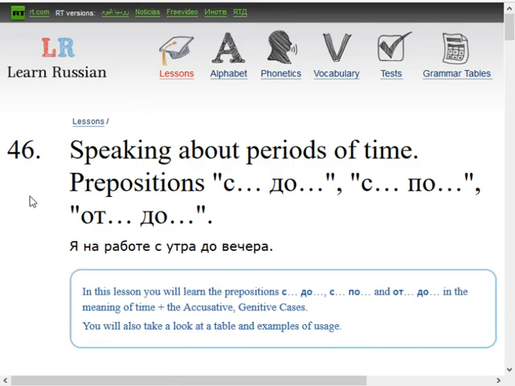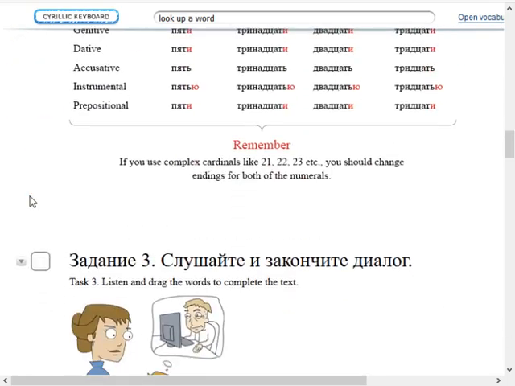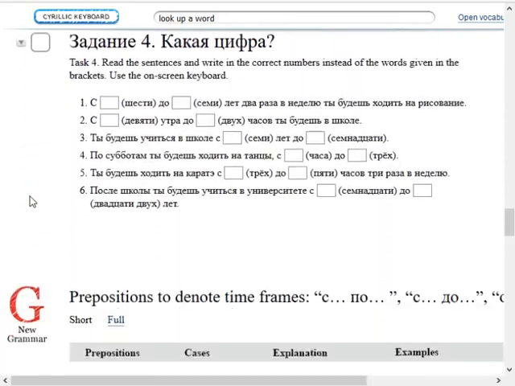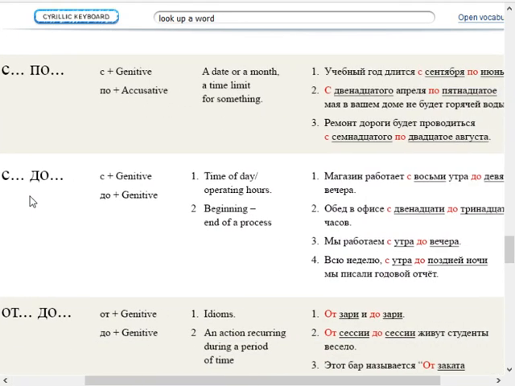I'm just going to skip down a bit to where they explain what these prefixes are, because it makes a lot more sense to learn about it ahead of time than try to guess what it means when you're looking at the dialogues. So с до is basically times. So, for example, с утра до вечера, from morning till evening, or also times with numbers, like from 9 o'clock till 5 o'clock, you'd use с до.